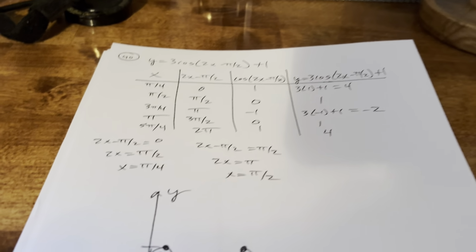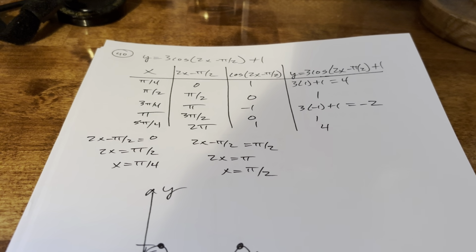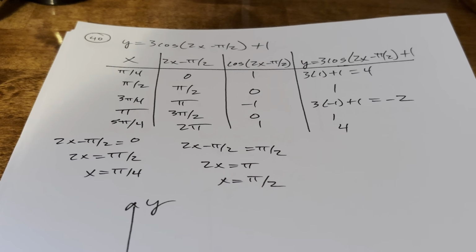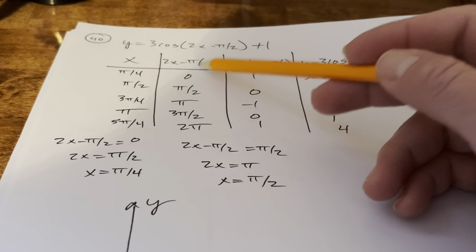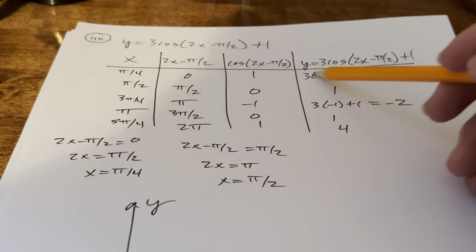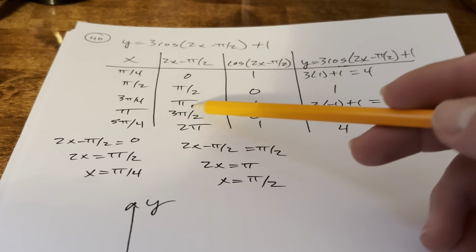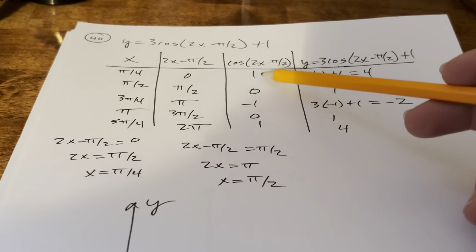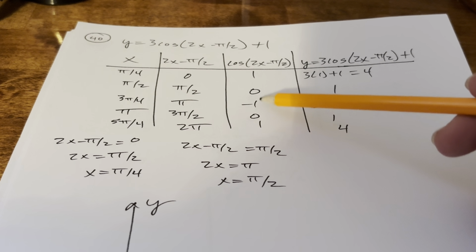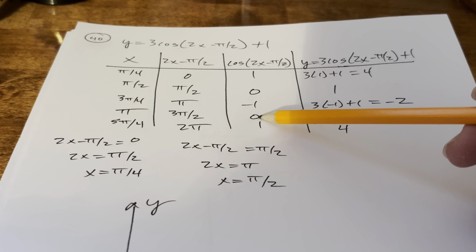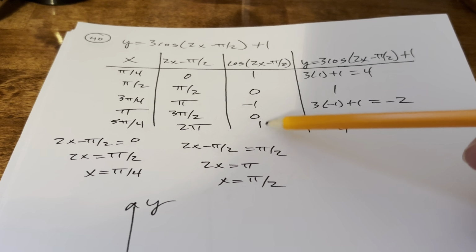Let's talk about another cosine one. All right, another cosine one. Y equals 3 cosine 2x minus pi over 2 plus 1. I have x, my angle, cosine of my angle, and then the whole thing. All right, 0, pi over 2, pi, 3 pi over 2, 2 pi. Cosine of 0 is 1. Cosine of pi over 2 is 0. Cosine of pi is -1. Cosine of 3 pi over 2 is 0. Cosine of 2 pi is 1.